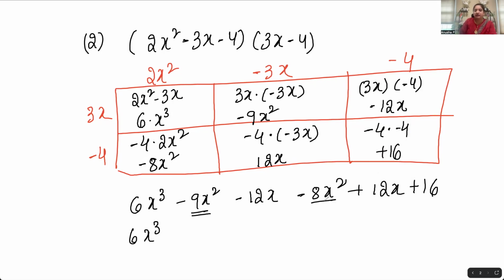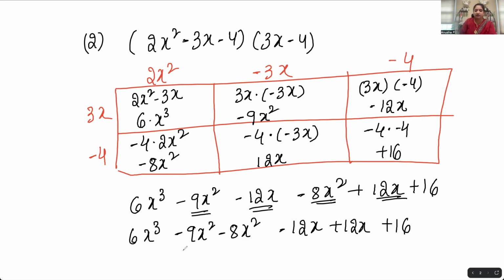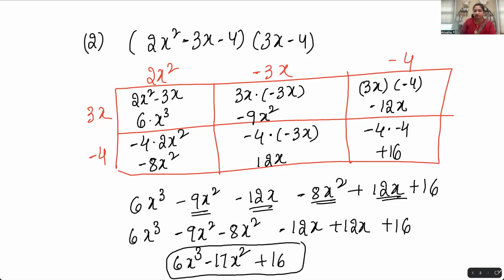Like terms means if we have the same degree, we will write one side and we will add them. Okay. Here we have minus 12x and plus 12x and plus 16. Okay. So 6x³, minus 9 minus 8 is minus 17x². Positive 12x and minus 12x will get cancelled, plus 16. Okay.